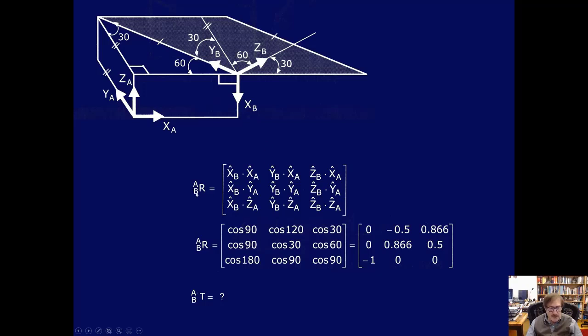Now we know that the rotation matrix from B to A is given in terms of dot products. We have seen it in detail in this part of the lecture, and we just now put in the angles. What is the angle between XB and XA? The angle between XB and XA is obviously 90 degrees.